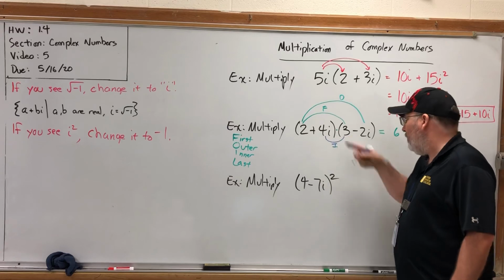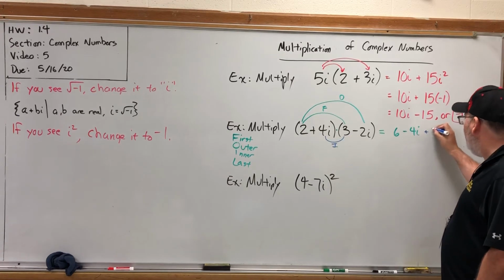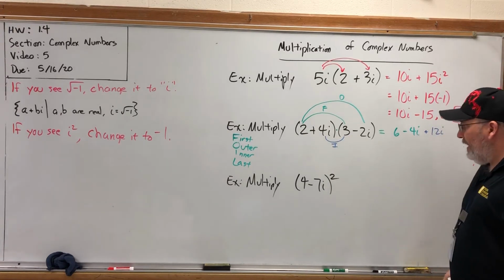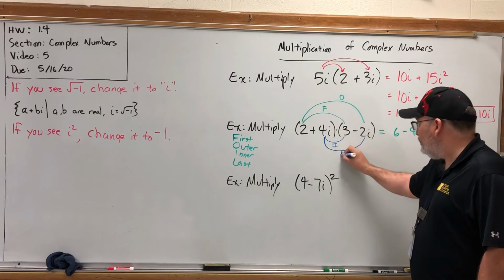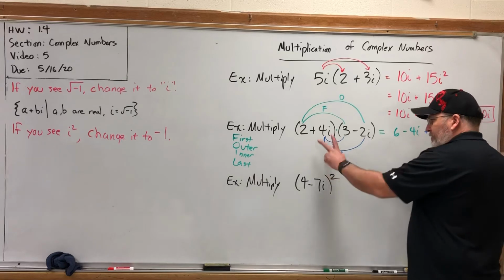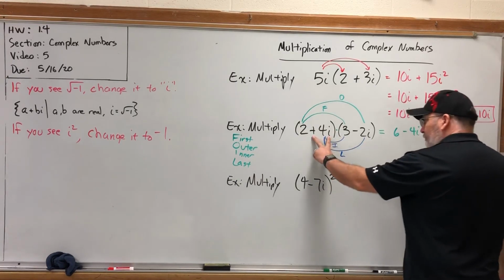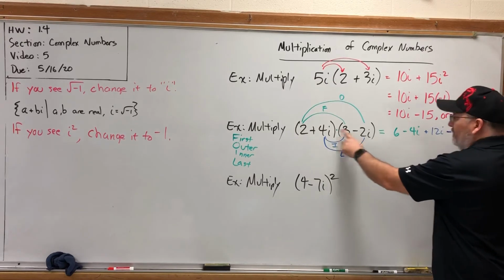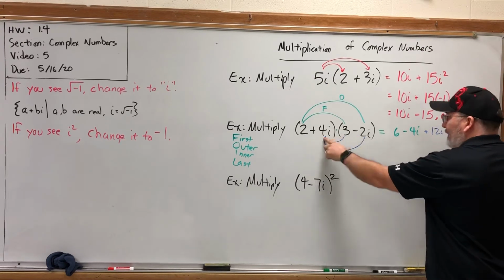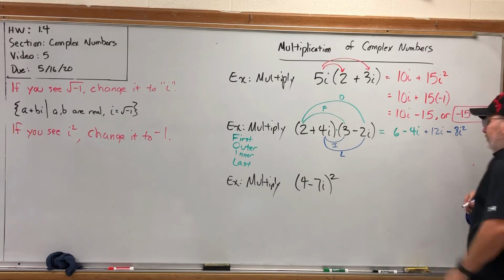So positive 4i times 3 is positive 12i. And the L part of FOIL is a reminder to multiply the last terms in each parentheses. This is where you should be careful. Positive 4i times -2i. Positive times negative is negative. 4 times 2 is 8. i times i is i squared.